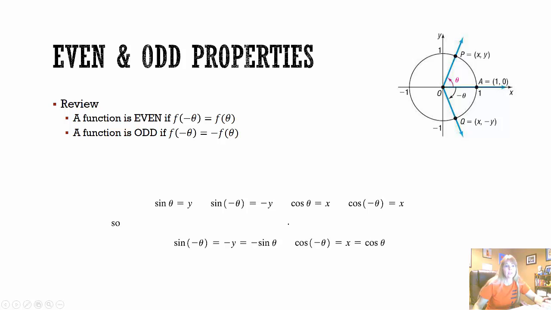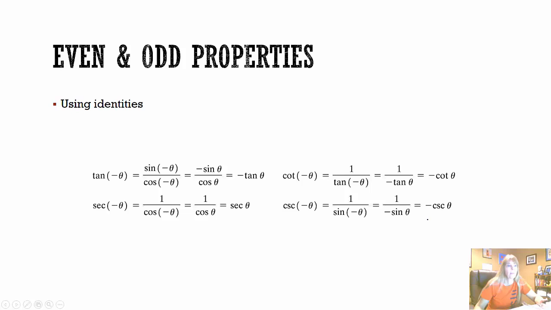Negative y. And so doing the same thing with cosine, cosine being x, notice that when you do the negative, the x doesn't change, right? You're still at the same x. So these are very nice properties. A lot of times when you have a negative inside here, what do I do with it? In this case, you can just bring the negative out. In this case, the negative goes away. So we can certainly see by this definition that sine is odd and cosine is even.